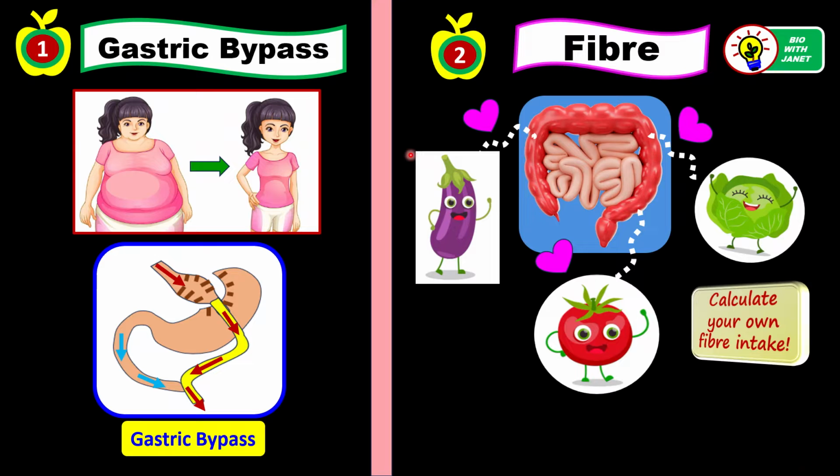Teacher Janet here. In this video, we'll discuss certain health issues related to the digestive system. Now, one of the health issues related to the digestive system is obesity, right? So we're going to discuss the effects of modifying the digestive organ like the stomach and how it helps patients who are obese to lose weight. So we'll discuss the gastric bypass surgery.